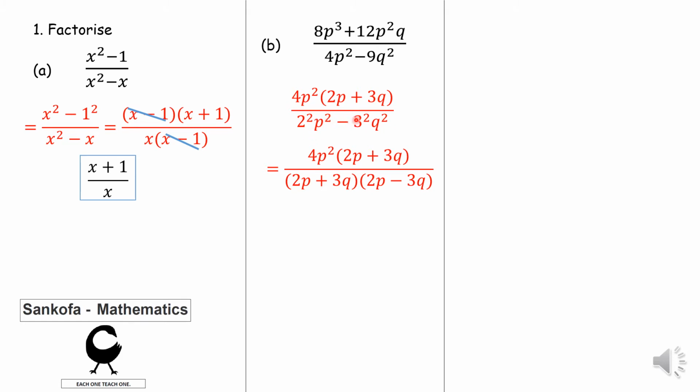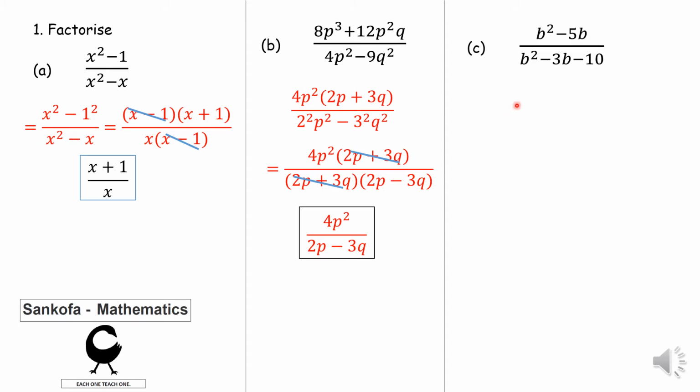Now you drop those little squares there, and you can see that the bracket 2p plus 3q is common, so I can cancel the whole bracket because now I have one term over one term. Everything else you just write down and your work there is done.